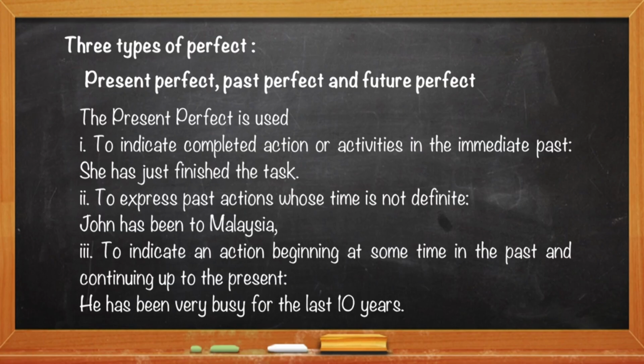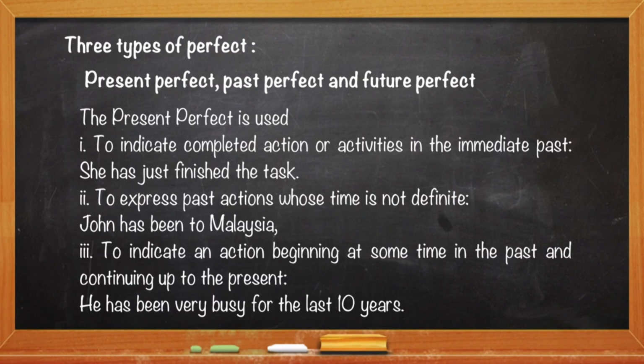Present perfect is used to indicate completed action or activities in the immediate past. She has just finished the task. She has just finished writing her assignment. That means it has happened in the present time, but is completed. We also use it to express past actions whose time is not definite. John has been to Malaysia. Mary has been to Delhi. So, we do not know when, but it expresses a sense of time and a completed action.